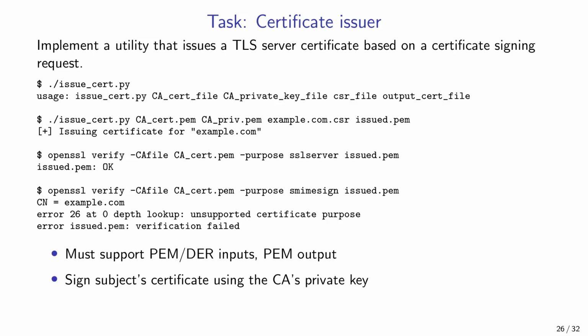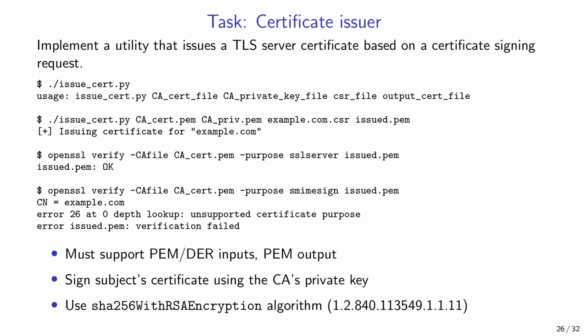The tool has to sign the issued certificate using the CA's private key specified in this file. For signing, use the SHA-256 with RSA encryption algorithm. Use the RSA implementation from your fifth homework solution, sign digest info containing a SHA-256 hash, and in the certificate signature algorithm field specify this object identifier.